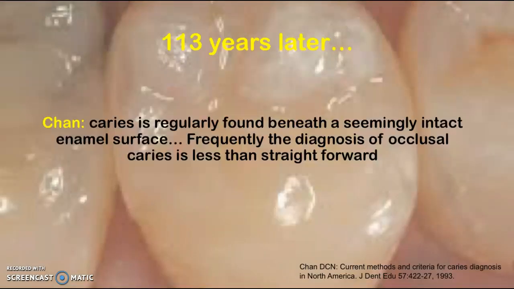So 113 years later, Chan wrote, caries is regularly found beneath a seemingly intact enamel surface. Frequently, the diagnosis of occlusal caries is less than straightforward. So basically, Black was very specific in his findings, and 113 years later, Chan substantiated it. So it's not a new thing, and it's something still going on today.